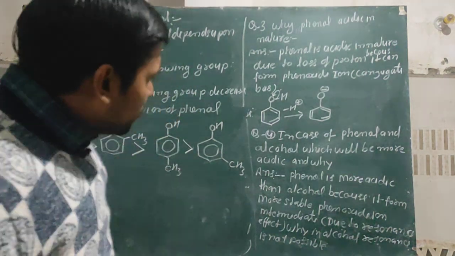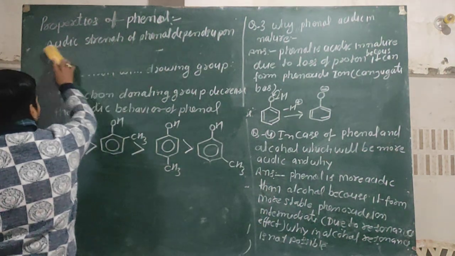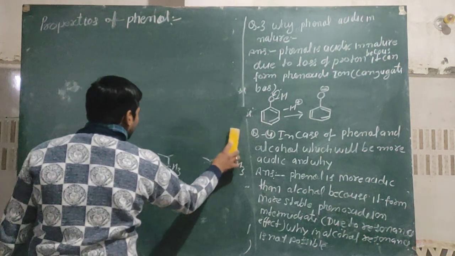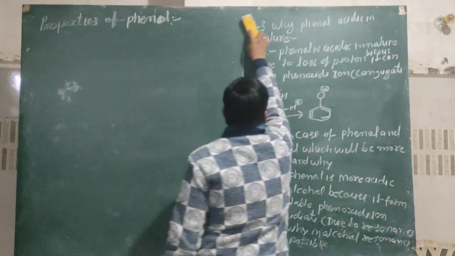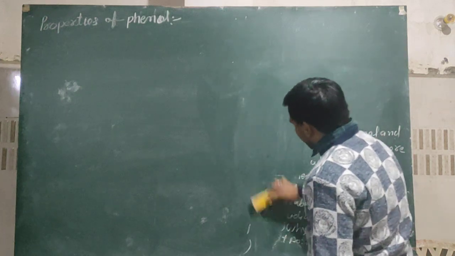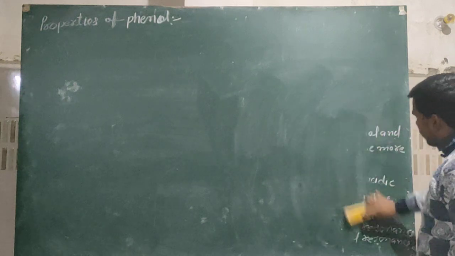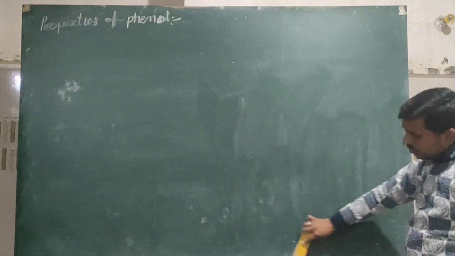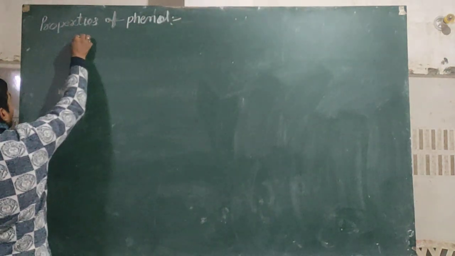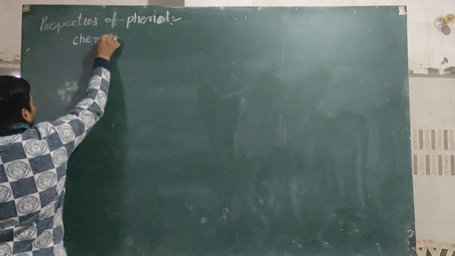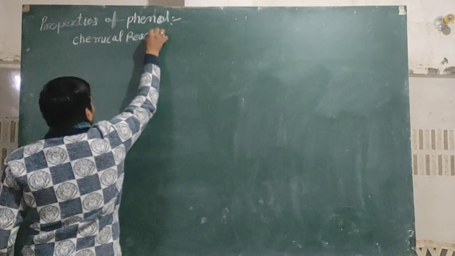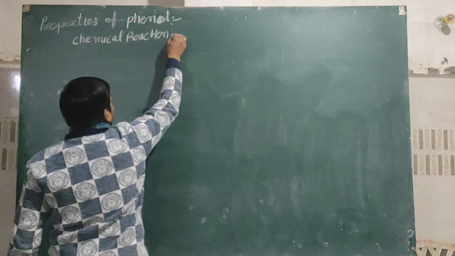Okay, after the knowledge of acidic strength, we try to understand different types of chemical reactions, which are most important from the examination viewpoint. Okay, so let's start with the chemical reactions of phenol. Chemical reactions are the chemical properties of phenol.